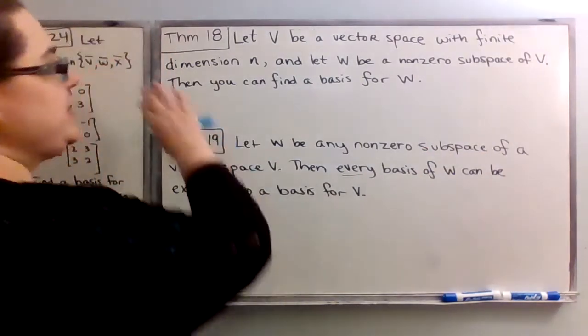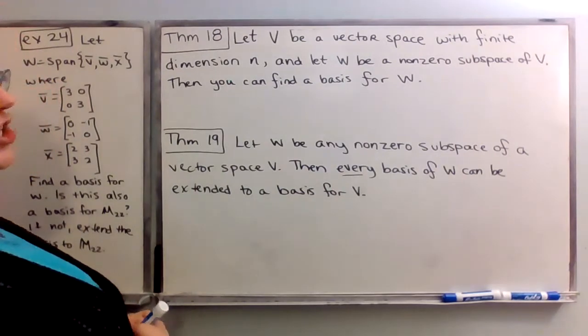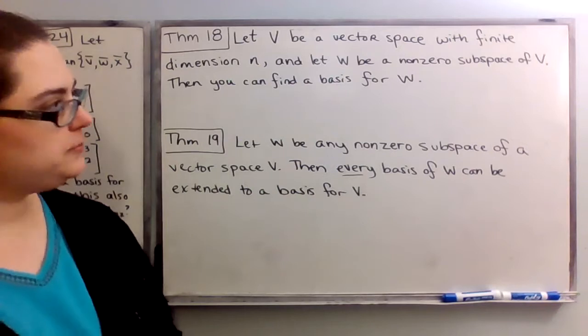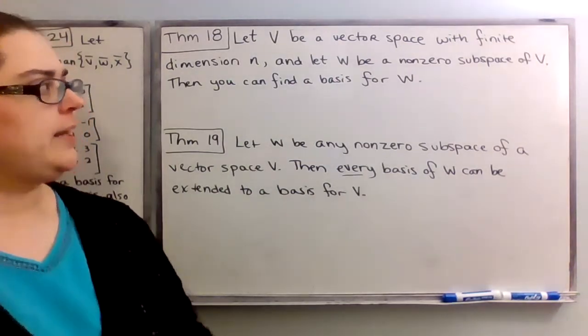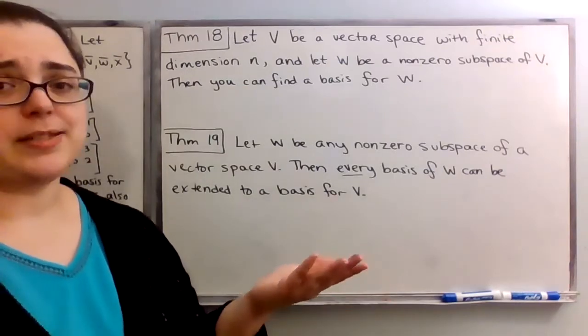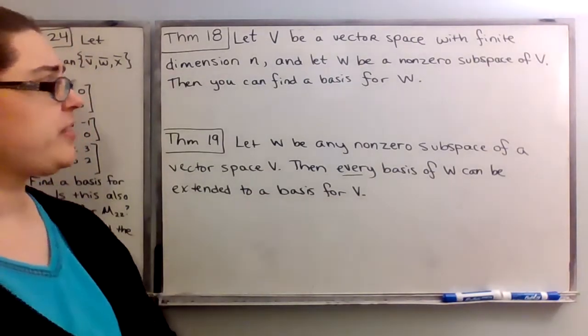So theorem 18 should say, let V be a vector space with finite dimension n, and let W be a non-zero subspace of V. Then you can find a basis for W. In other words, if you have a subspace of a vector space, you can find a basis for it. It's possible to do so.